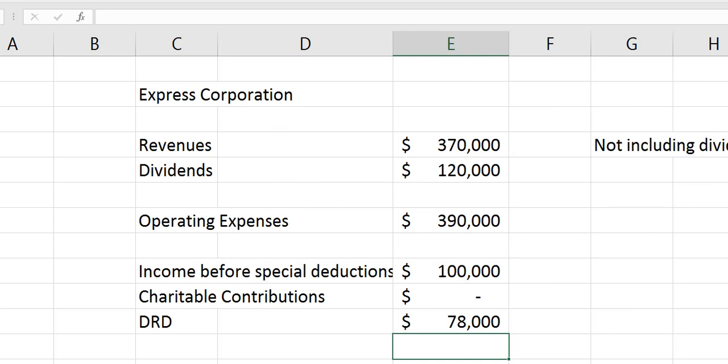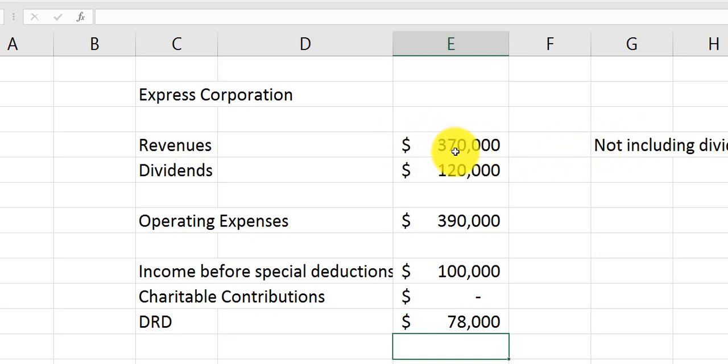Now looking at the special deductions, which only apply to C corporations. We'll use an example here of Express Corporation, which has revenues of $370. That doesn't include dividends. Whenever you're doing a problem having to do with C corporations, you need to understand if the revenues include dividends or not. Typically, in the textbook, they will not include dividends. It will be listed separately.